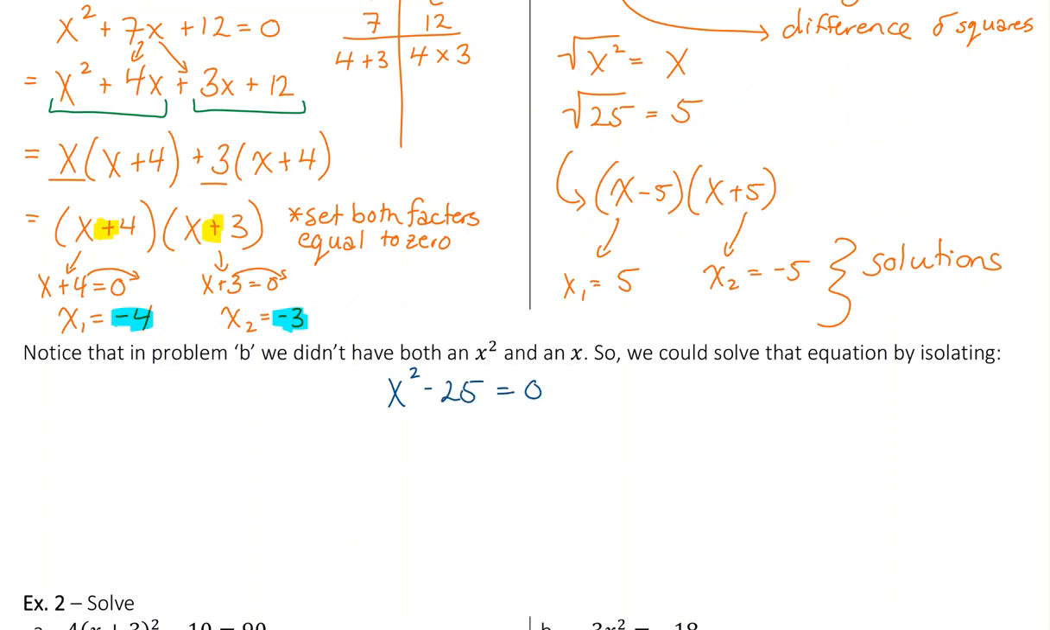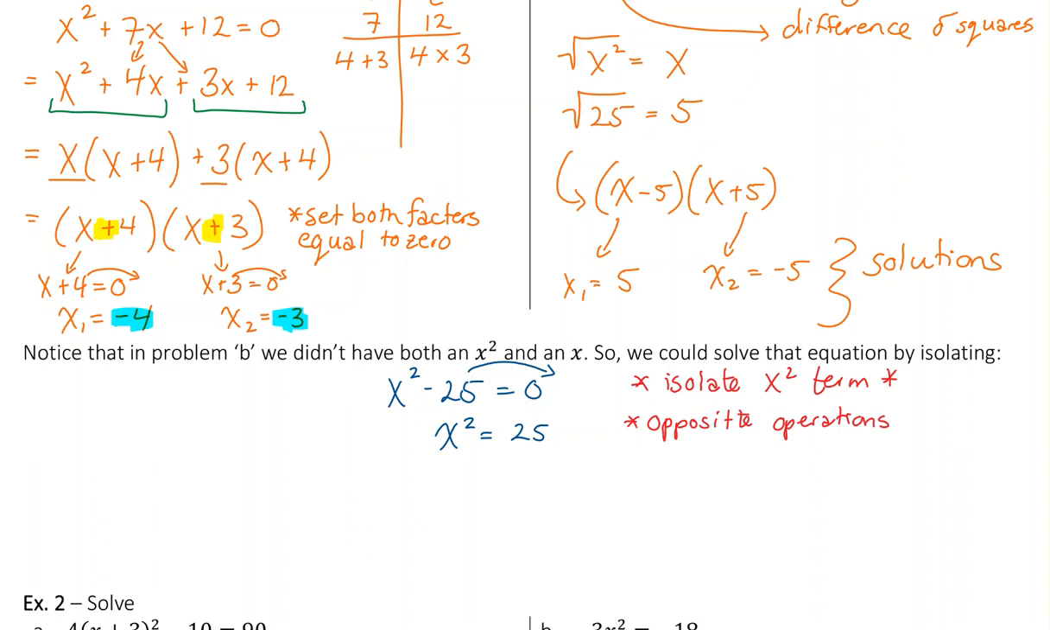Okay, let's do our best here to isolate our x squared term. Okay, meaning we want to get it by itself. If we do that, let's bring this 25 over. It's left with x squared equals 25. Now, in order to solve for x squared, we need to do opposite operations.